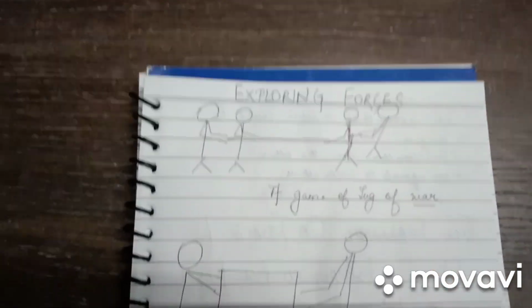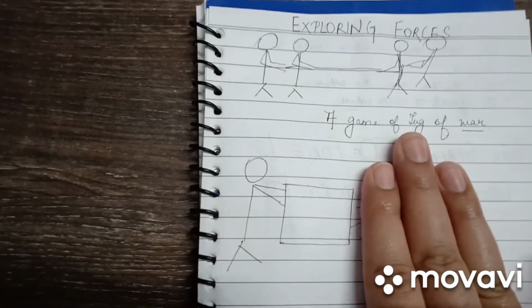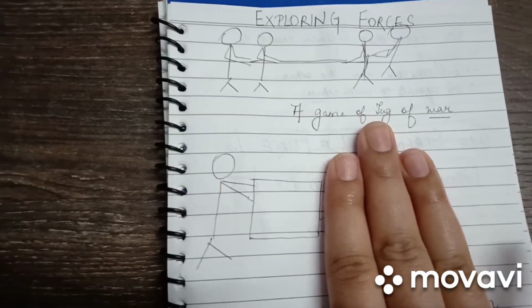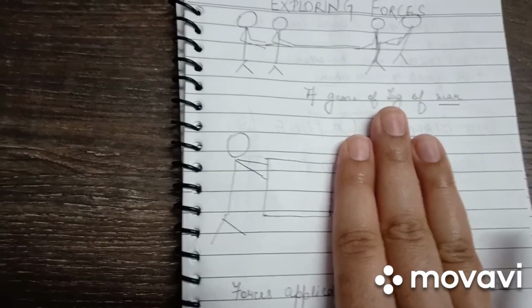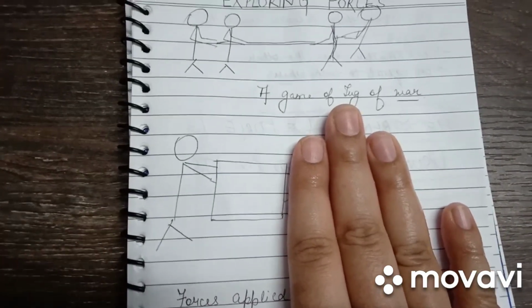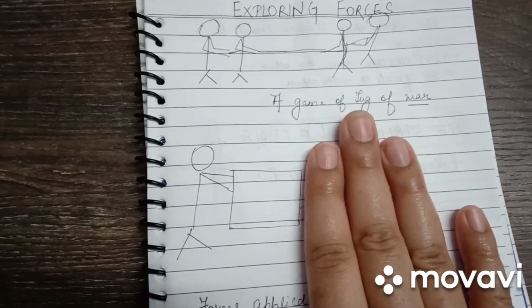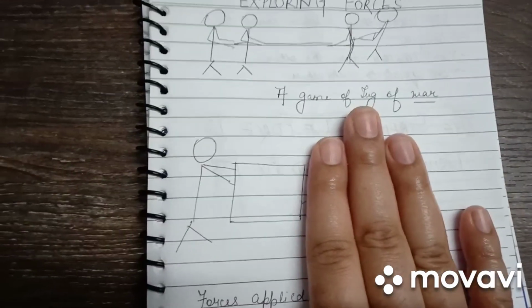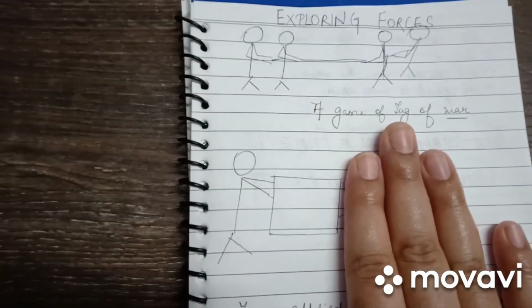Another example, let us consider a man who is trying to push a box towards the right hand side. Well, alone he is not able to do that because the force is not enough to move the box. But if another person tries to help him out in moving the box towards the right hand side, they are able to do so.